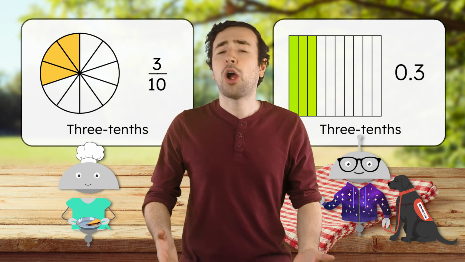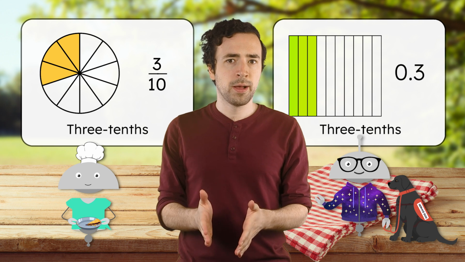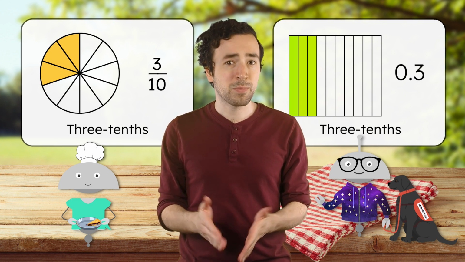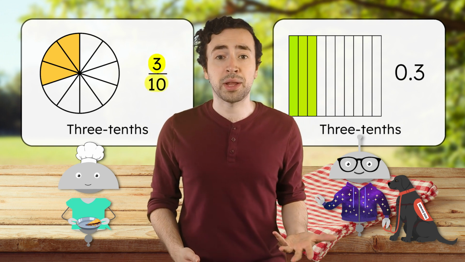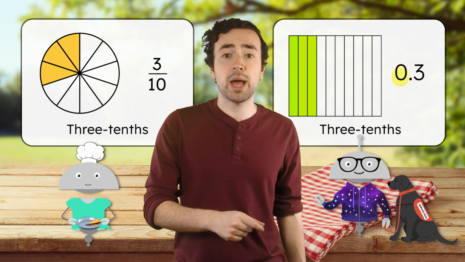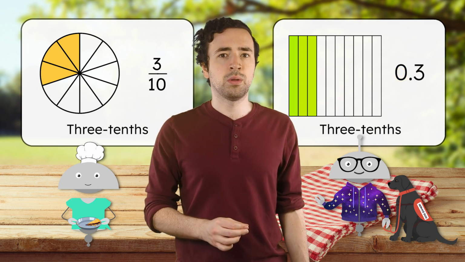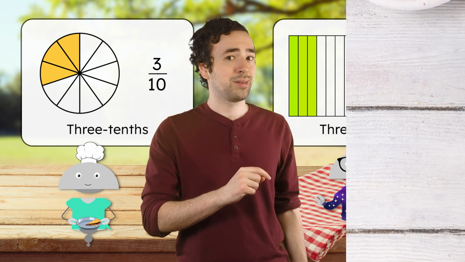Decimals and fractions are 2 different ways of showing the same number. But how can that be true? Well, both represent parts of a whole. Fractions use numerators and denominators, while decimals use place value to show the same amount in a different way. So that must mean that if we only have a decimal, we could also show it as a fraction.